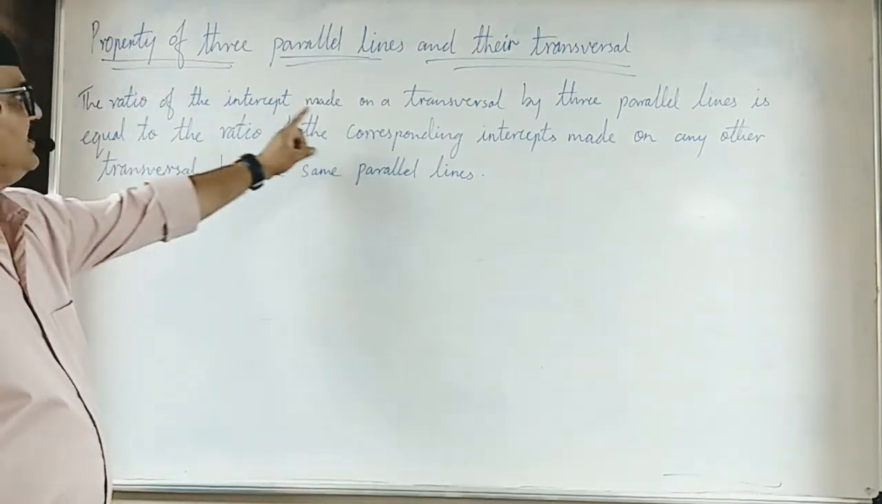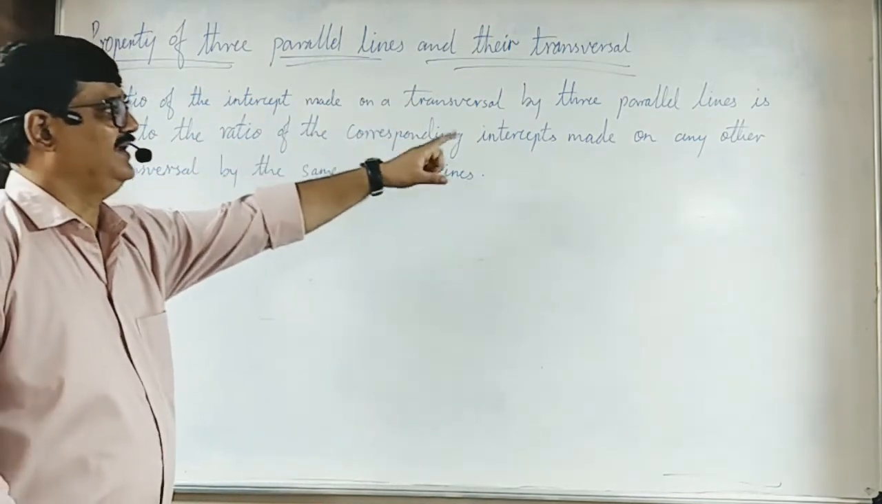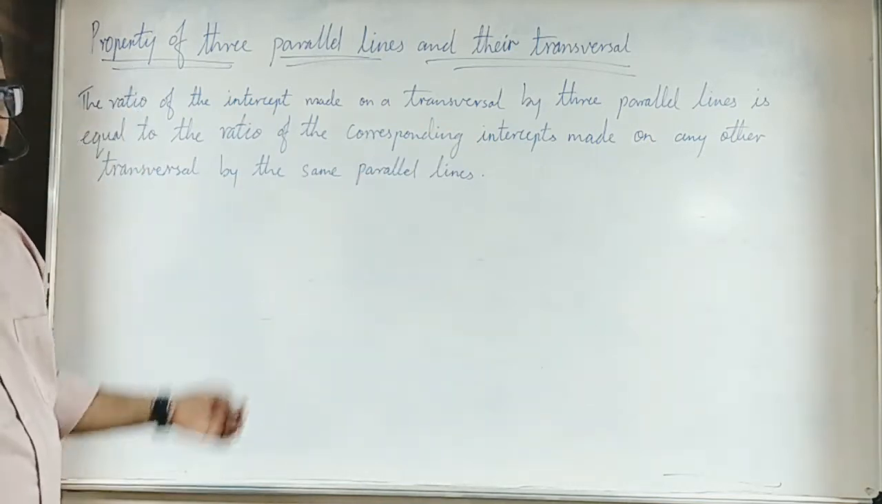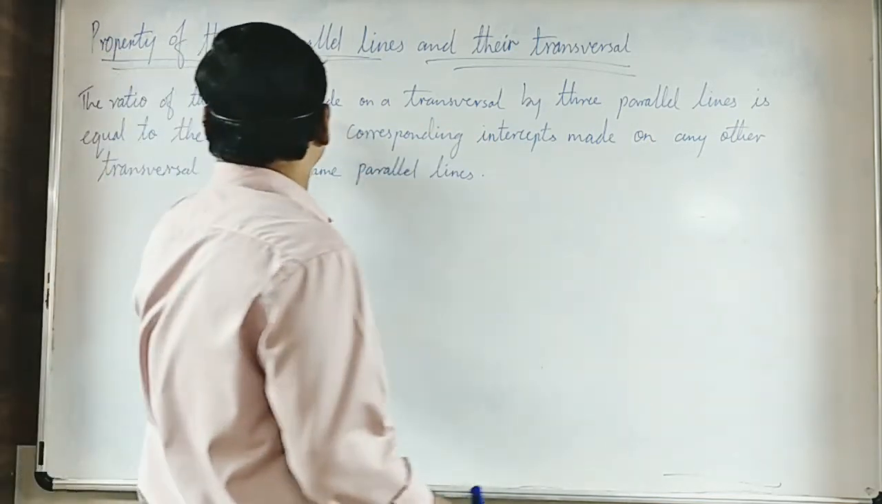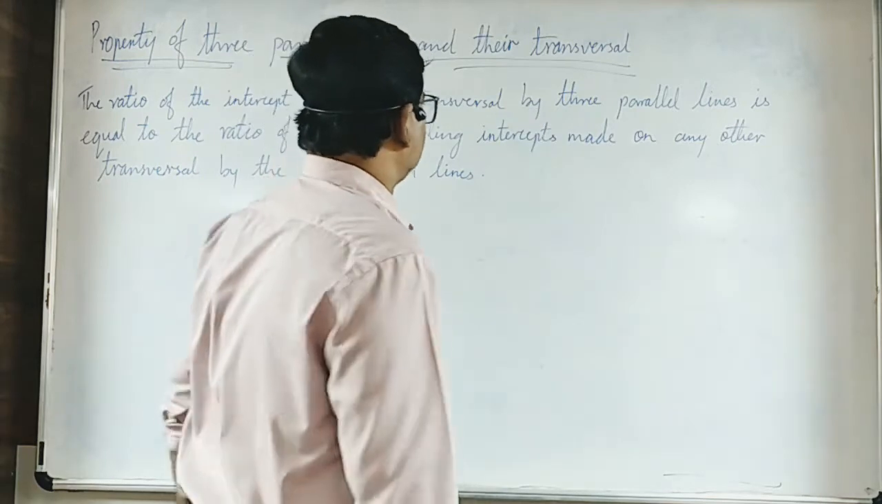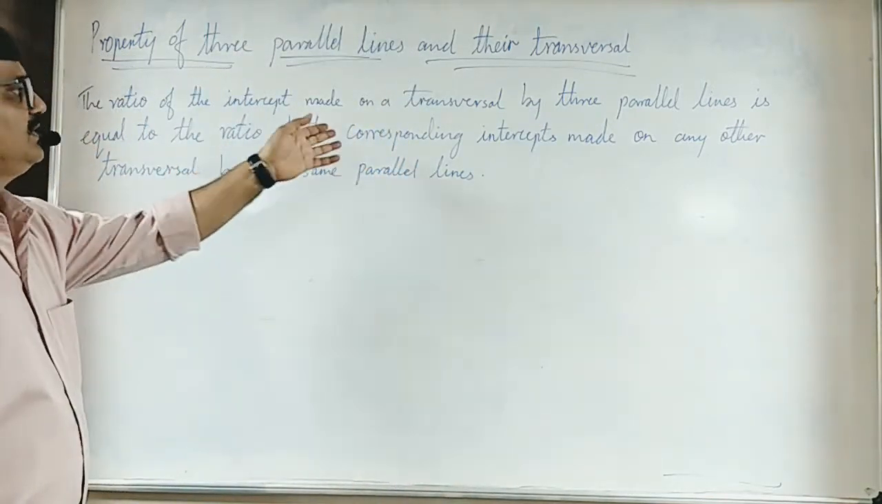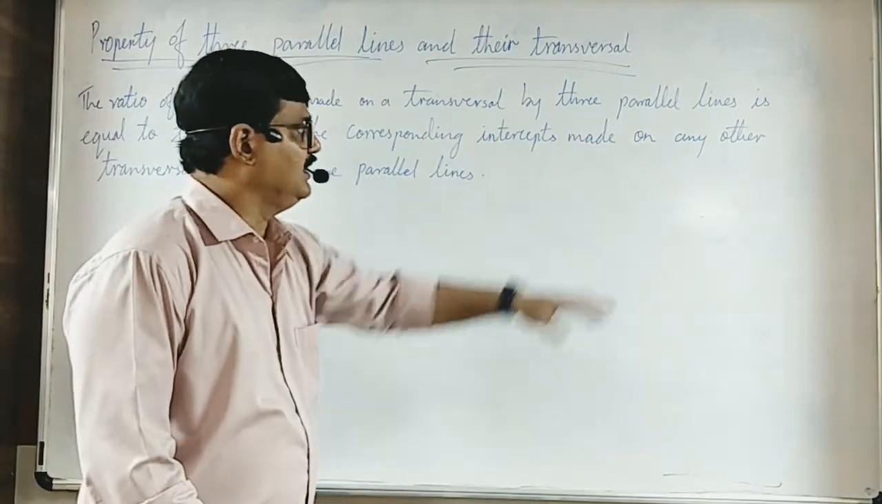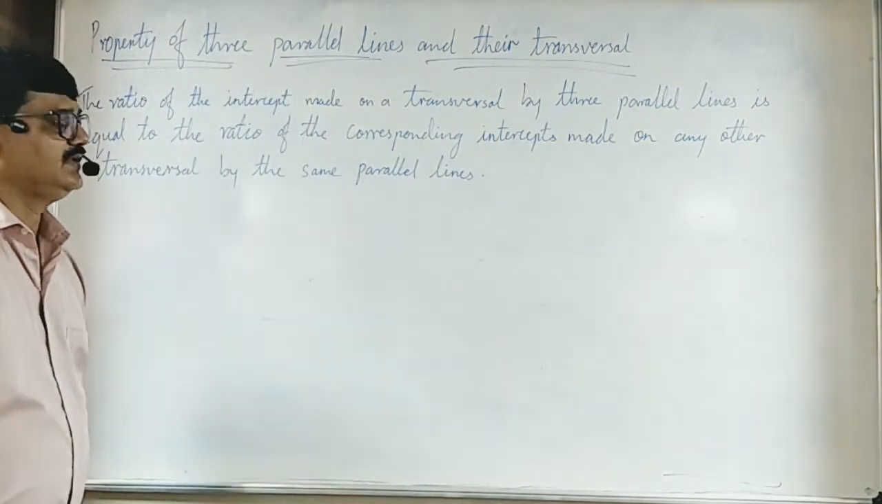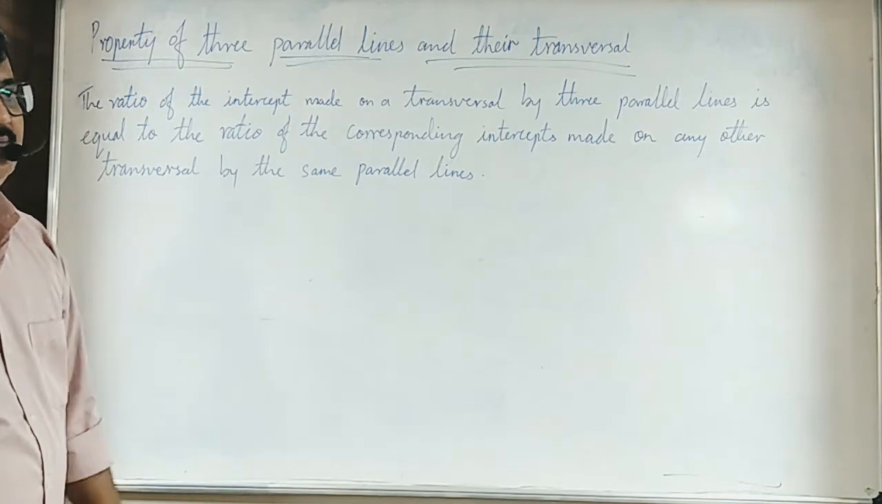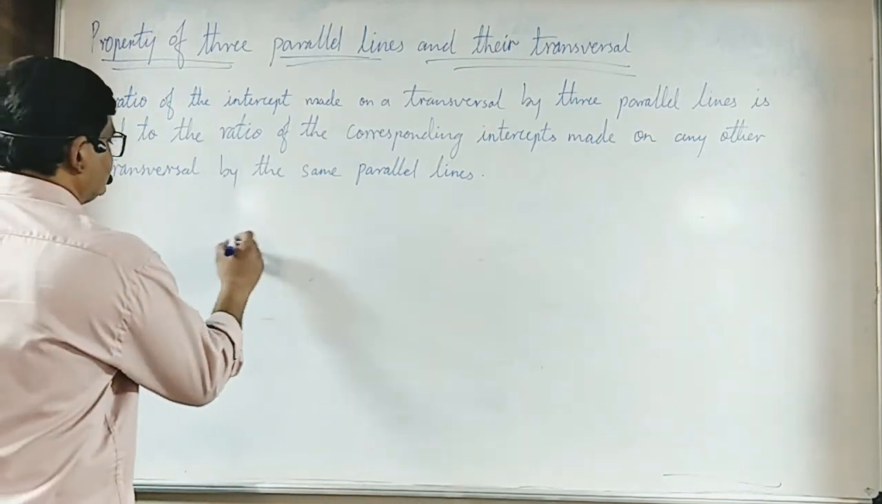The ratio of the intercepts made on a transversal by three parallel lines. I'll explain all that today. The ratio of the intercepts made on a transversal by three parallel lines is equal to the ratio of the corresponding intercepts made on any other transversal by the same parallel lines. For example, I'll show you this today.